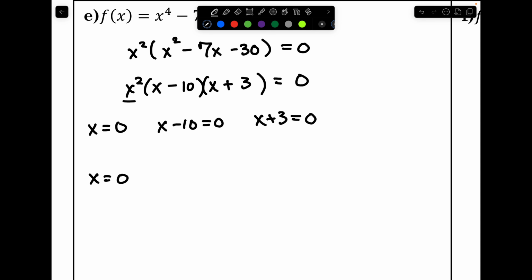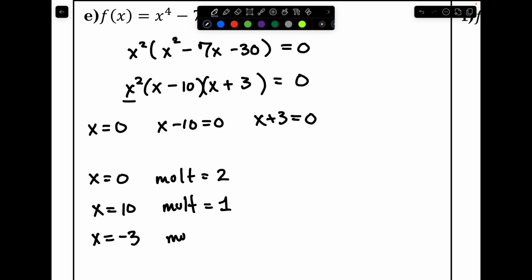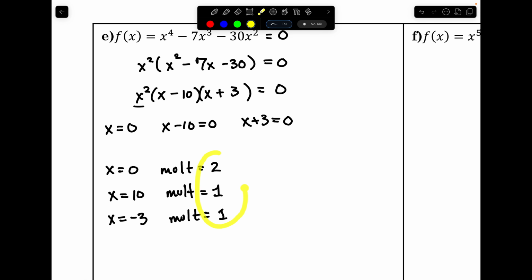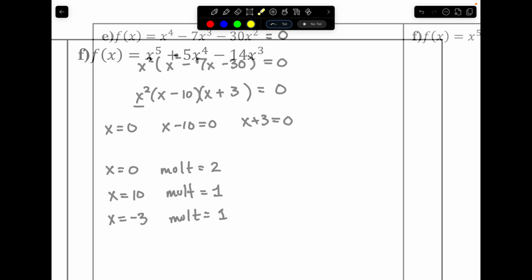So x equals 0 is already solved, and because that's raised to the power of 2, the multiplicity is 2. x minus 10 equals 0 means that x would have to be positive 10, and the multiplicity for that would be 1. And x equals -3 is the last zero, and that multiplicity will also have to be 1, since that factor is raised to the first power. And let's look at this again, the very cool, interesting part here. These numbers add up to 4, which again is the degree of the polynomial.